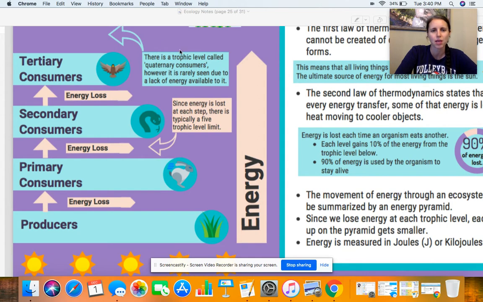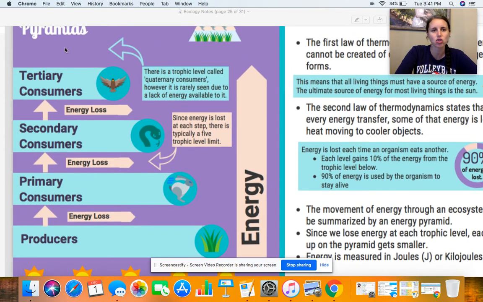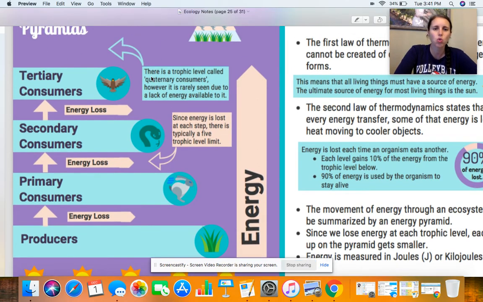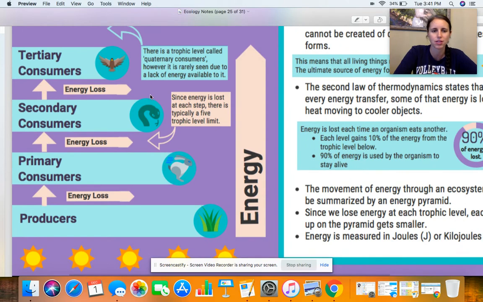That's our hawks. There is actually technically a trophic level above this. It's called quaternary consumers. So you can see that term right here. Make sure you write it down in your notes, quaternary consumers. So at this point here, you actually can see like a fifth trophic level. It's actually really rare because it's so hard to get energy to feed into those trophic levels.